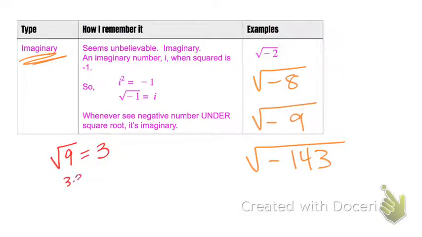Because 3 times 3 is 9. They always have to be a positive number multiplying by itself to give you 9. If you multiply a negative number by itself, you get +9. So the number in here, everything squared, should always be positive, whether it's two positive numbers being multiplied together to give you +9, or two negative numbers being multiplied together to give you +9. But with imaginary numbers, you can have a negative number under the square root.